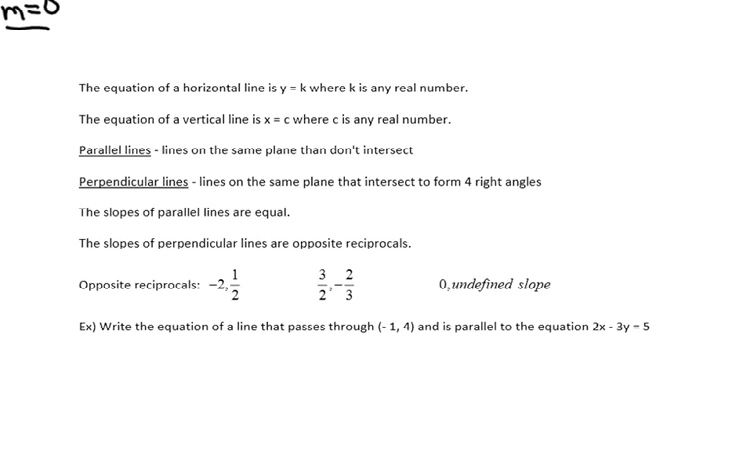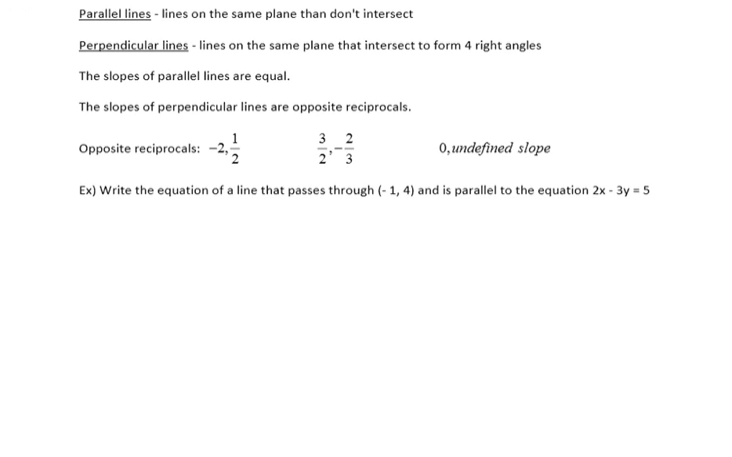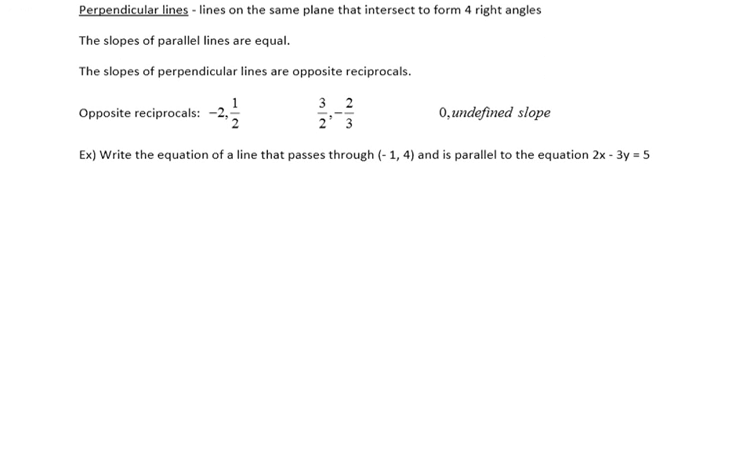Okay, so now I can use this information to write the equation of a line. So let's go here then. Write the equation of a line that passes through the ordered pair negative 1, 4 and is parallel to the equation 2x minus 3y is equal to 5. Now, I need to know what the slope of that line is. Again, in standard form, more difficult to tell, but if I write it in slope-intercept form, then I can identify what the slope is very quickly.